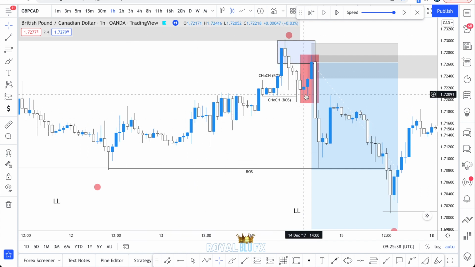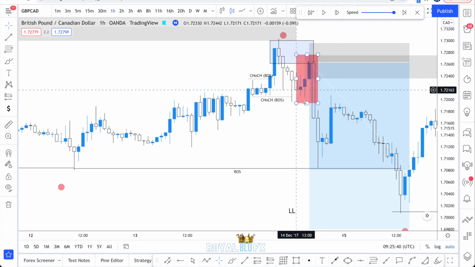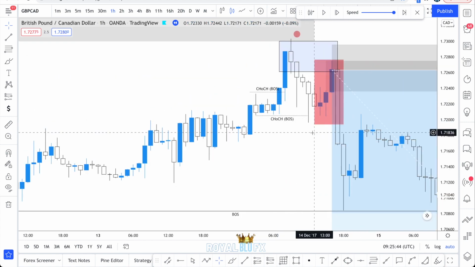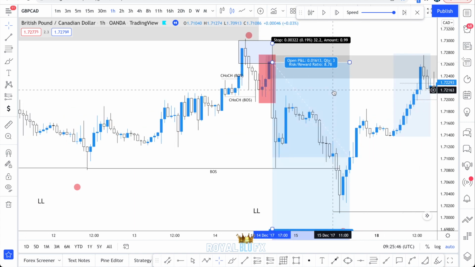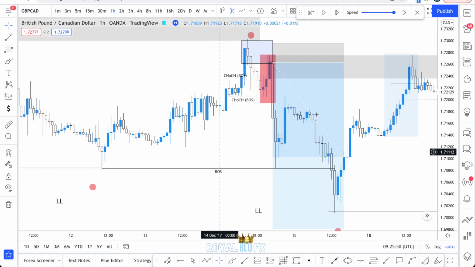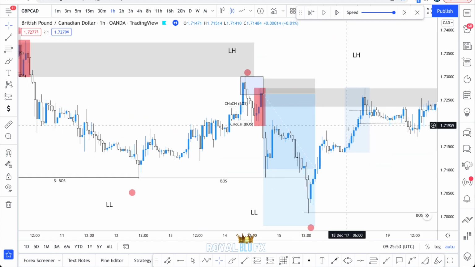So in order to use the confirmation entry, you need to wait for the minor structure to go bearish. We need the substructure to come in and break the minor structure, which happened over here. So this would be deemed a beautiful confirmation entry. And that's how we would do both.